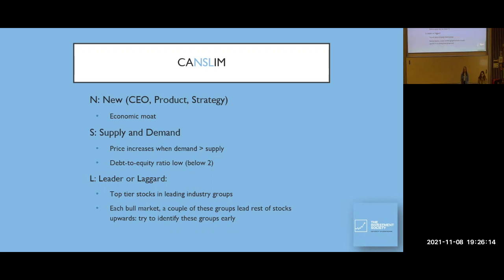Next, we have supply and demand. So S stands for supply and demand. You all know that as demand is greater than supply, when this is the case, then the price of the share will increase. So what we want is we want a company where the supply is larger than the demand. We also want a leader in the industry. So L stands for leader or laggard. So we're wanting top tier stocks in top tier industries.